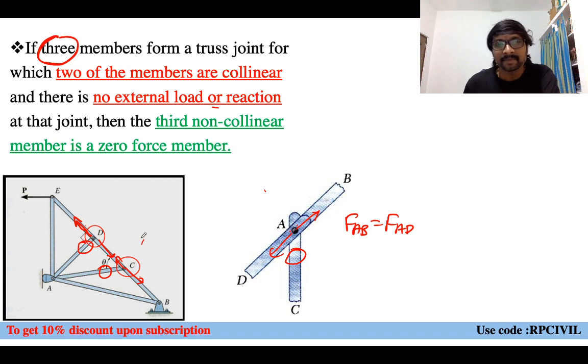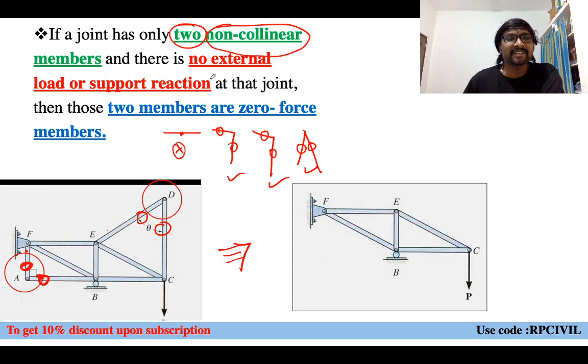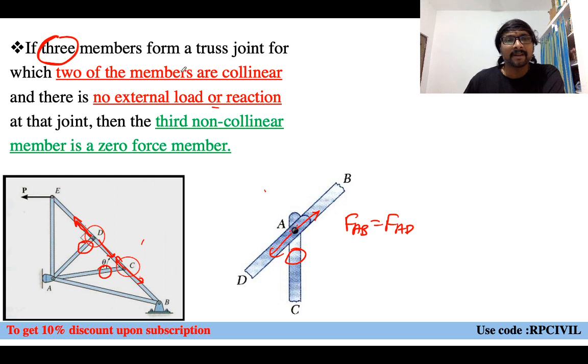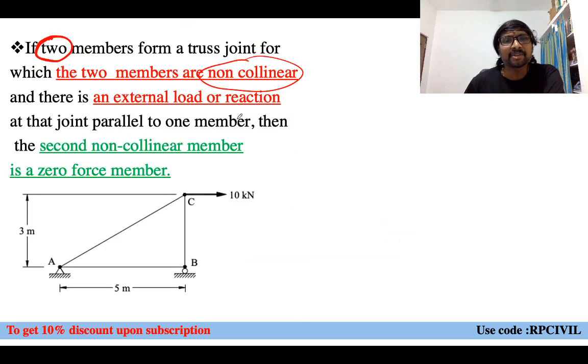Second condition. Third condition. If two members form a truss joint for which the two members are non-collinear, is it not same as that of first condition? Yes, two members non-collinear members only. But there in the first condition no external loading is there. But here if you observe, and there is an external load, you have to be careful.